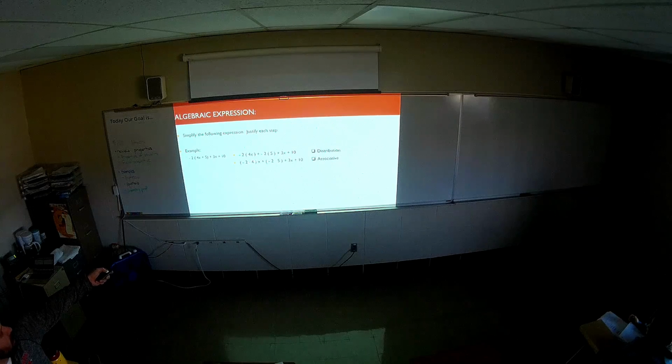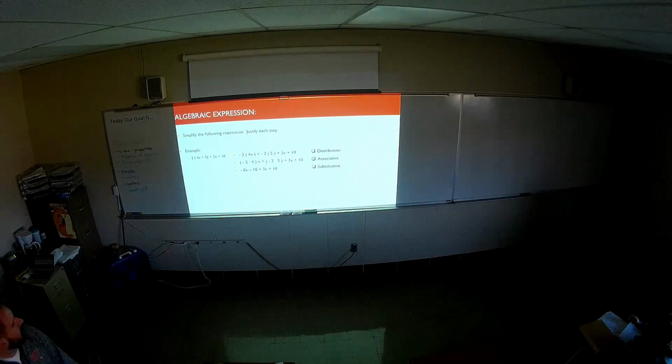Now that we have that, now we can do the property that you guys were saying. We can substitute. What's negative 2 times 4? Negative 8. Negative 2 times 5? Negative 10. So there you go. Okay, so that's substitution. Right? All right.